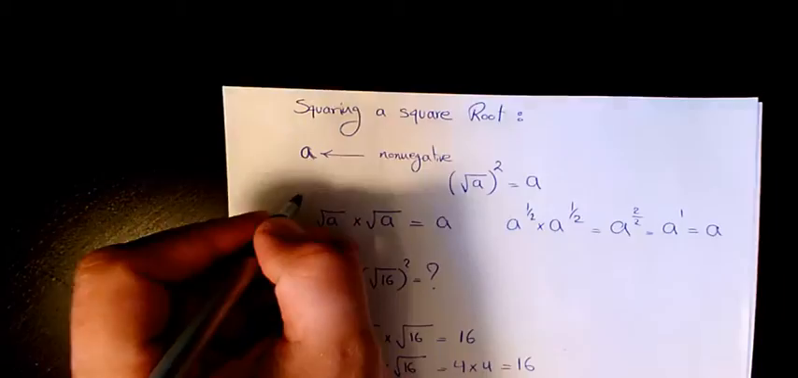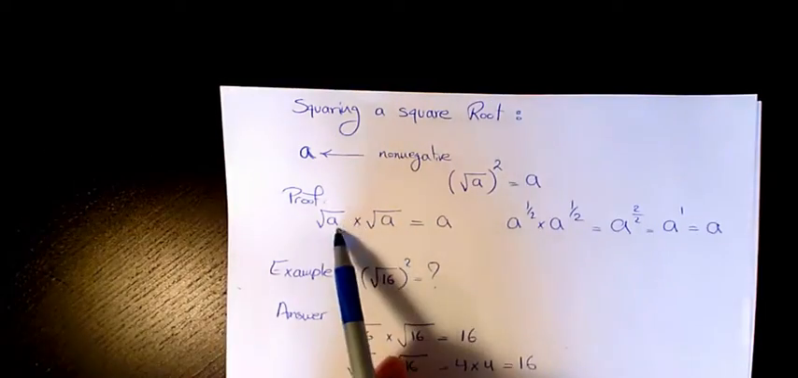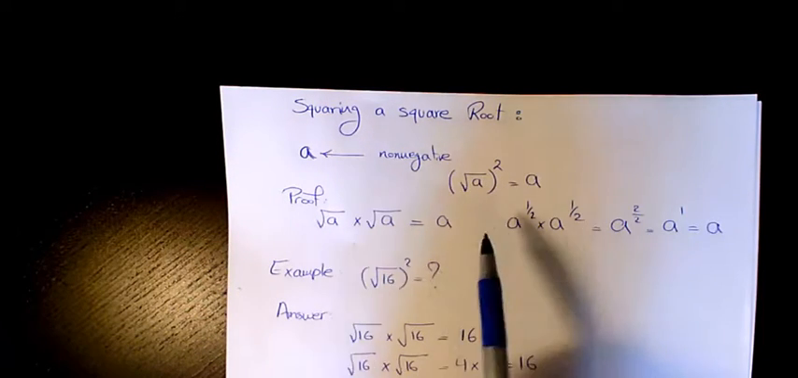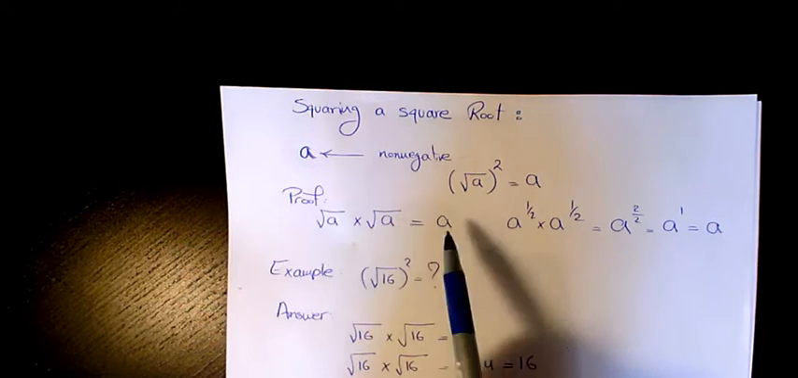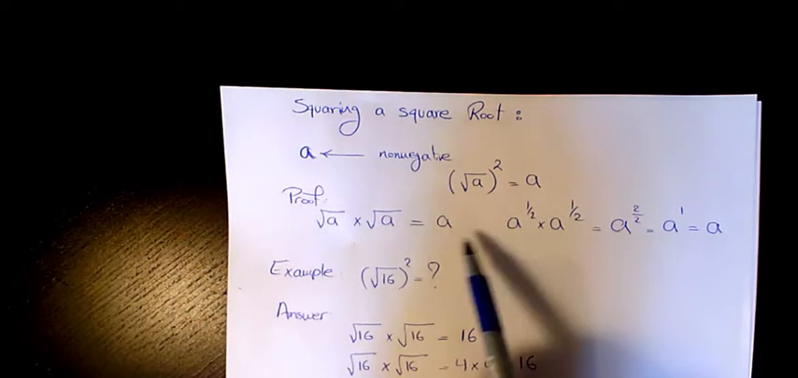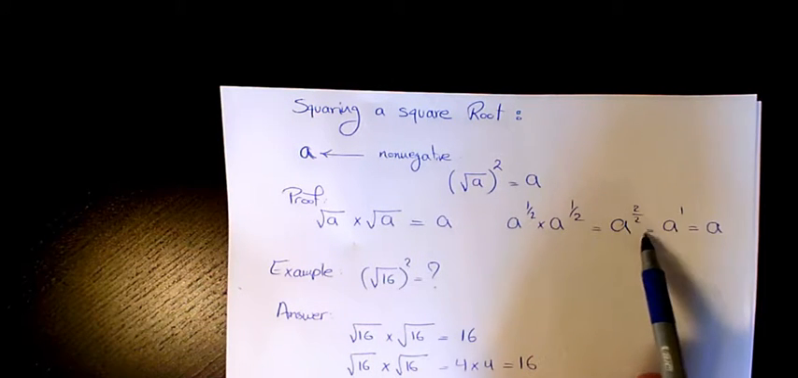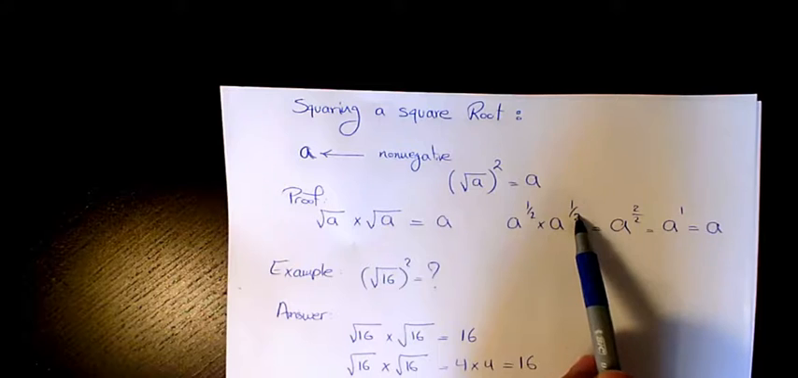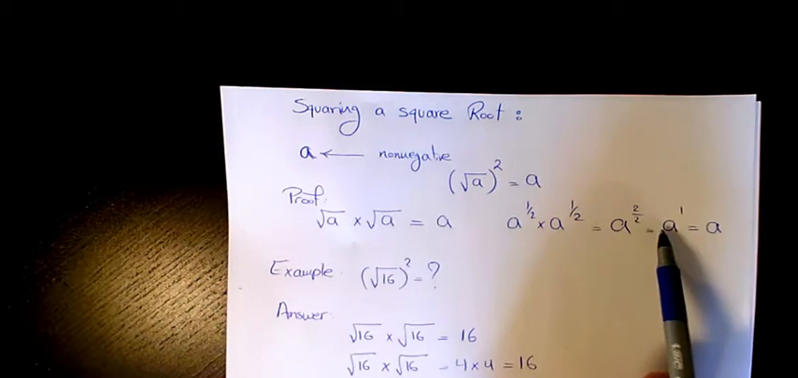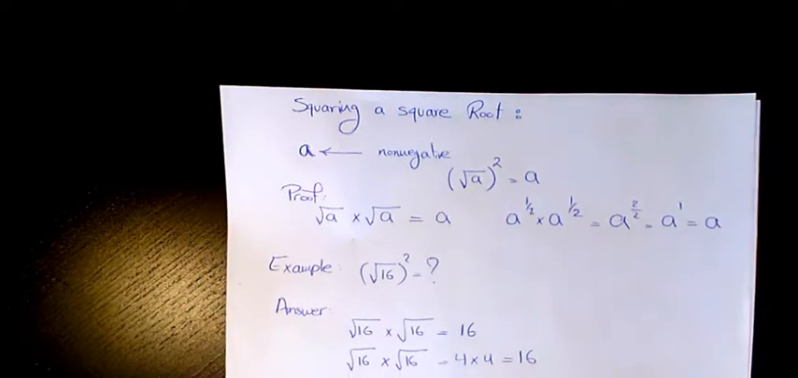And what's the proof? The proof of that is square root of a times square root of a is going to be equal to a. Or we can say that square root of a is the same as a to the power of 1 over 2. So a to the power of 1 over 2 times a to the power of 1 over 2 is going to be a to the power of 1 over 2 plus 1 over 2, which will be 2 over 2, and that's going to be equal to a to the power of 1, or just a.